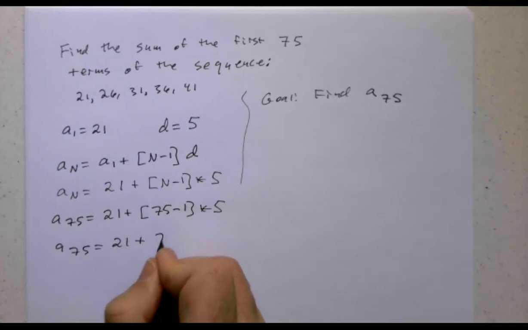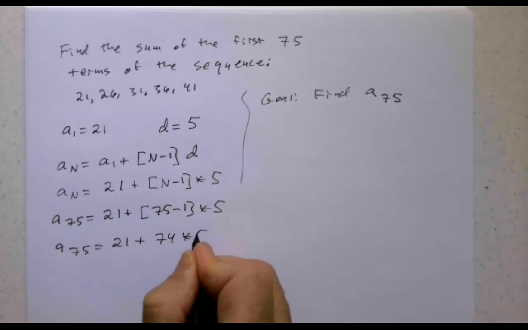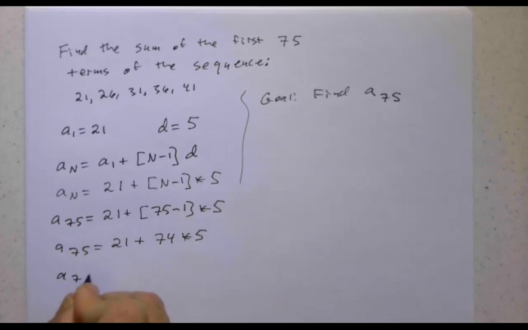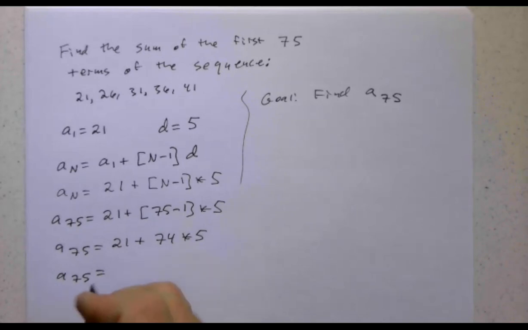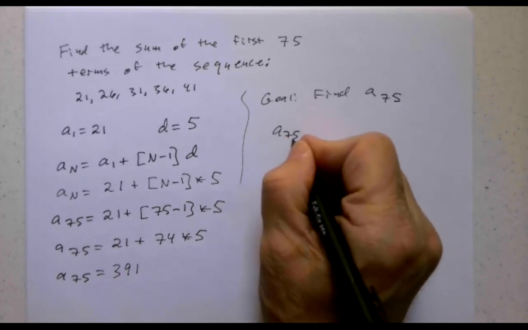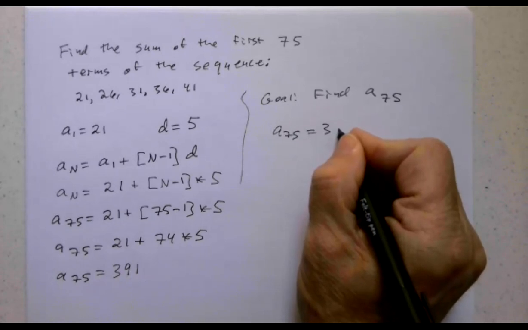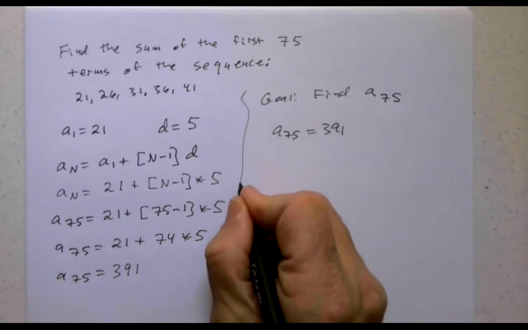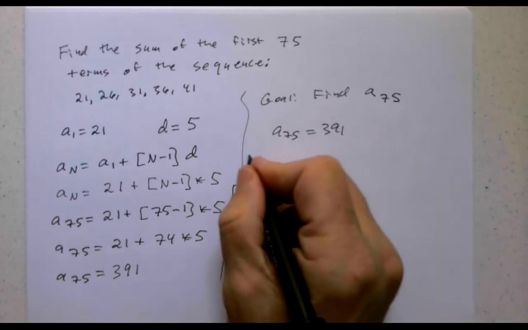So a sub 75 is 21. We're starting at 21, then we take 74 steps. Each step is size 5. So the 75th term is 21 plus 74 times 5, and we get 391. So that's my last term. So a sub 75 is 391.